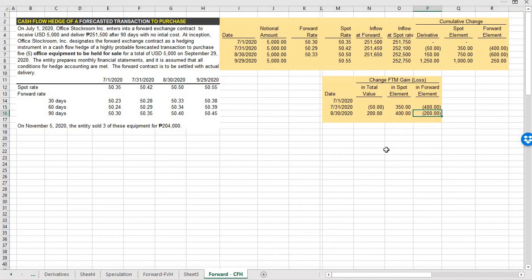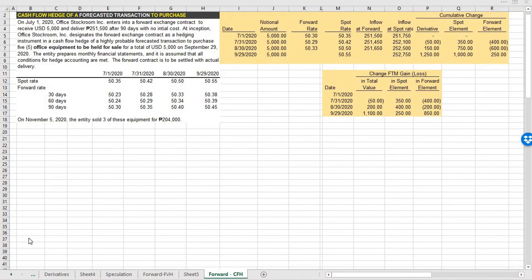Then, at the date of settlement, September 29, 2020, ang change natin for the month of September, that is 1,250 minus 150, that is 1,100. Then for the spot element, 1,000 pesos minus 750, that is 250 positive. And for the forward element, 250 minus negative 600, that is positive 850. O kaya, 1,100 minus 250. So, 850 pesos. So, ngayon, our schedule is now complete. So, we can now prepare the journal entries.